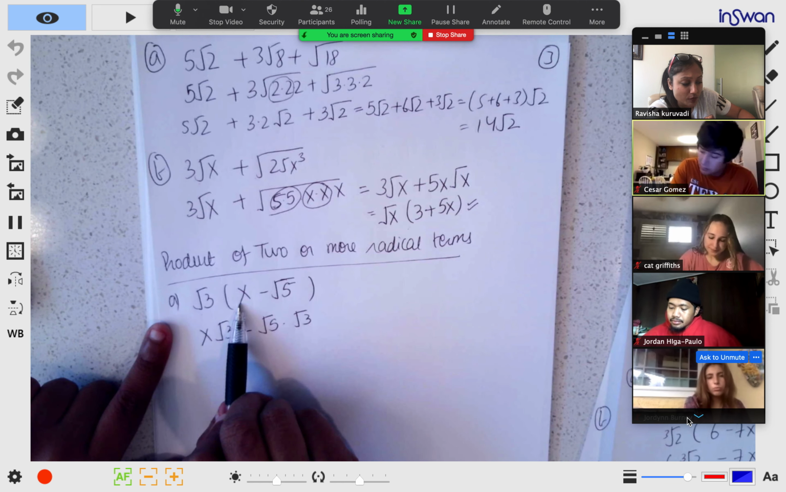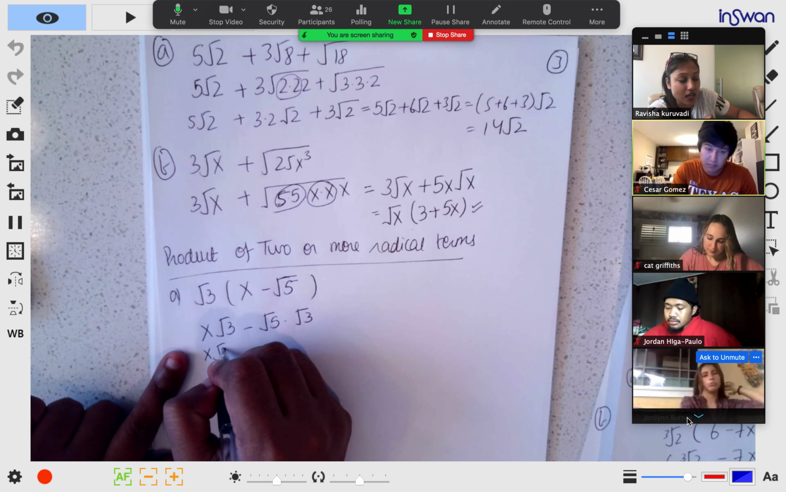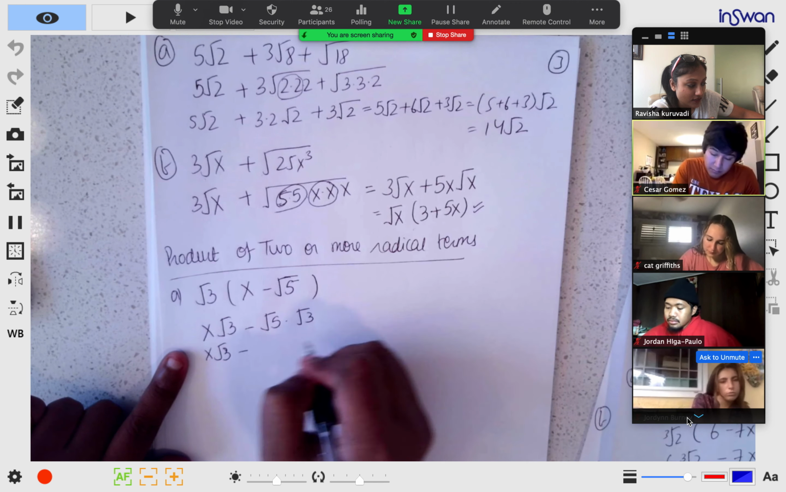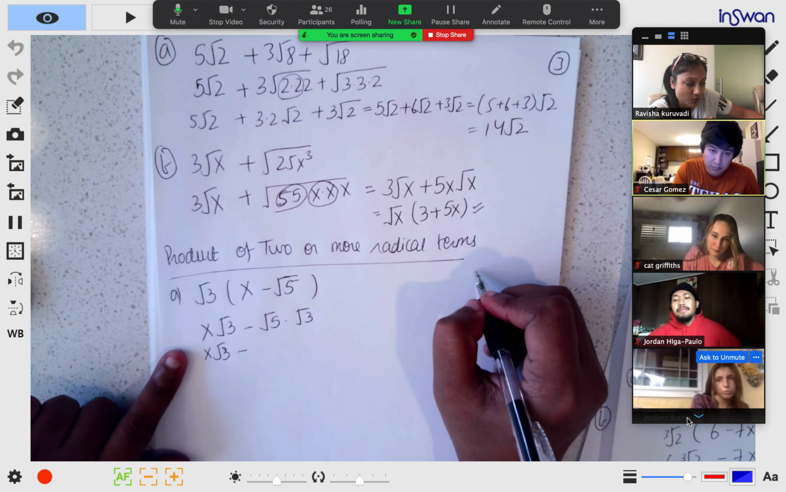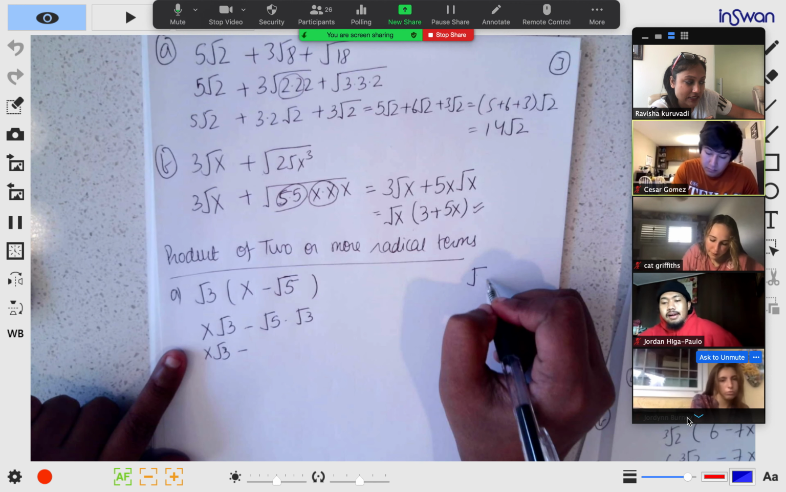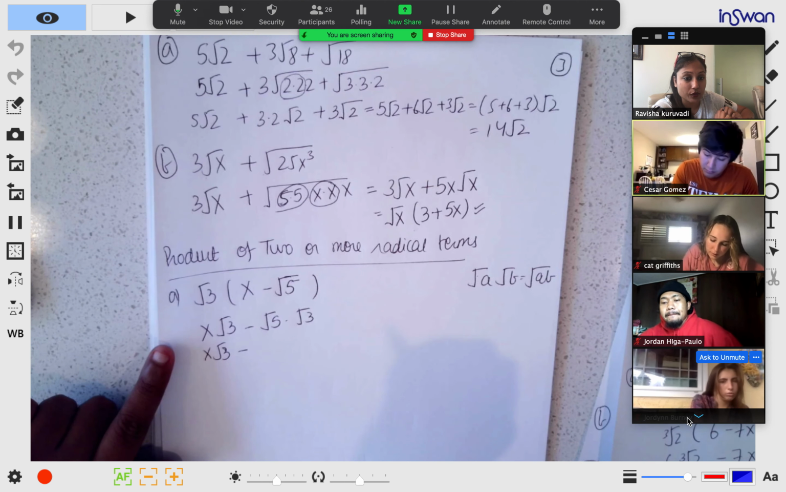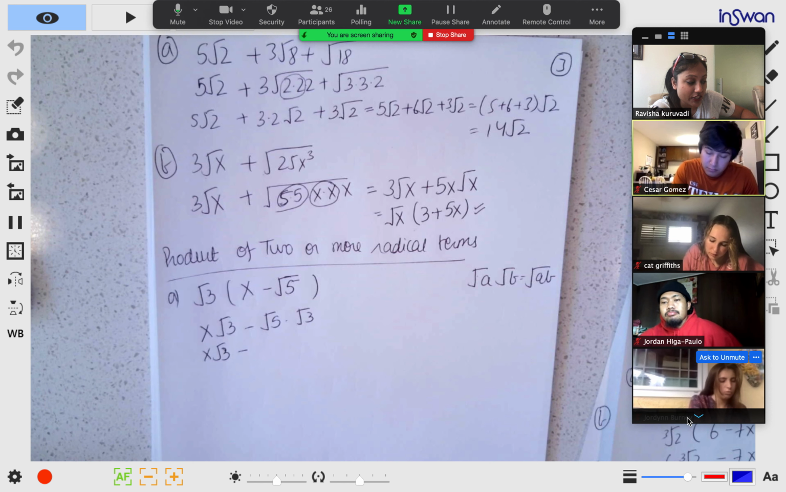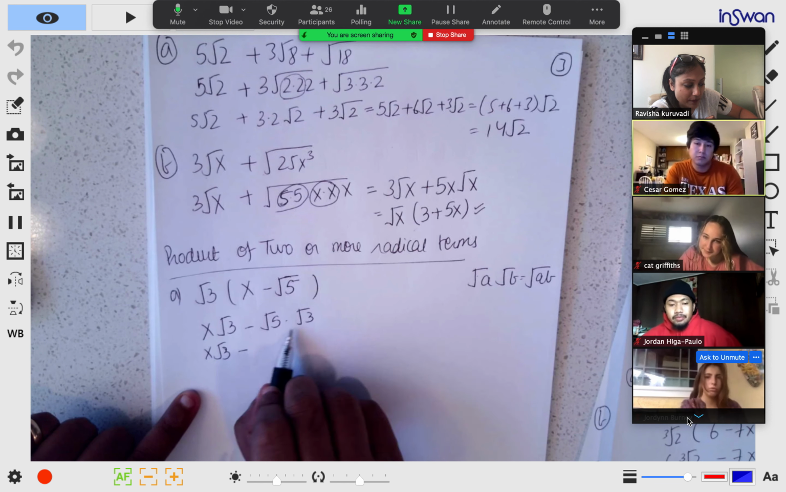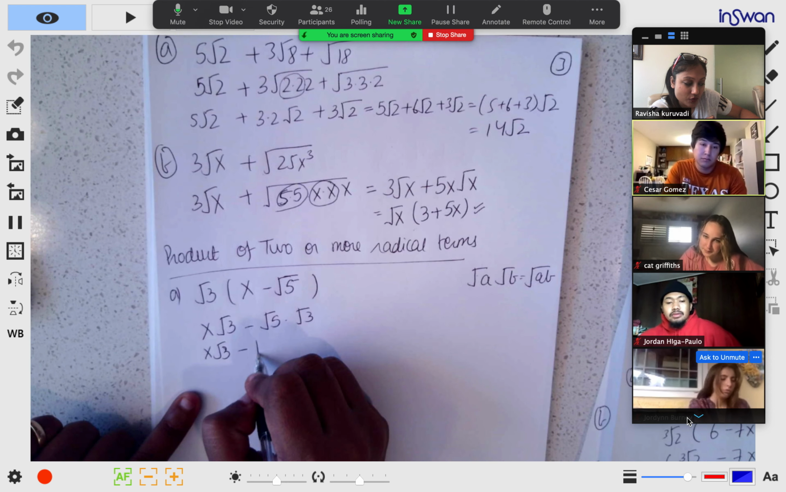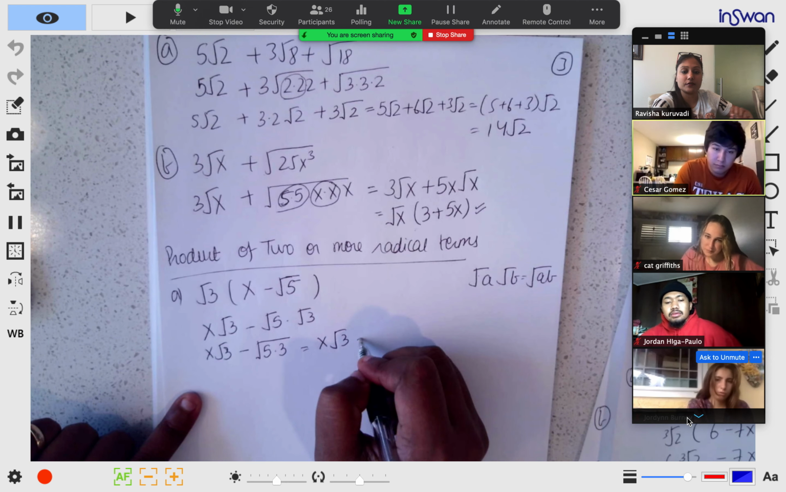You cannot do much about this term. This remains as it is. But we did in the last lecture that square root of a times square root of b is equal to the square root of a times b. You put them inside a common square root in case of multiplication. Now these two are multiplying each other, so they go inside a common square root and become 5 times 3. So it becomes x square root of 3 minus square root of 15.